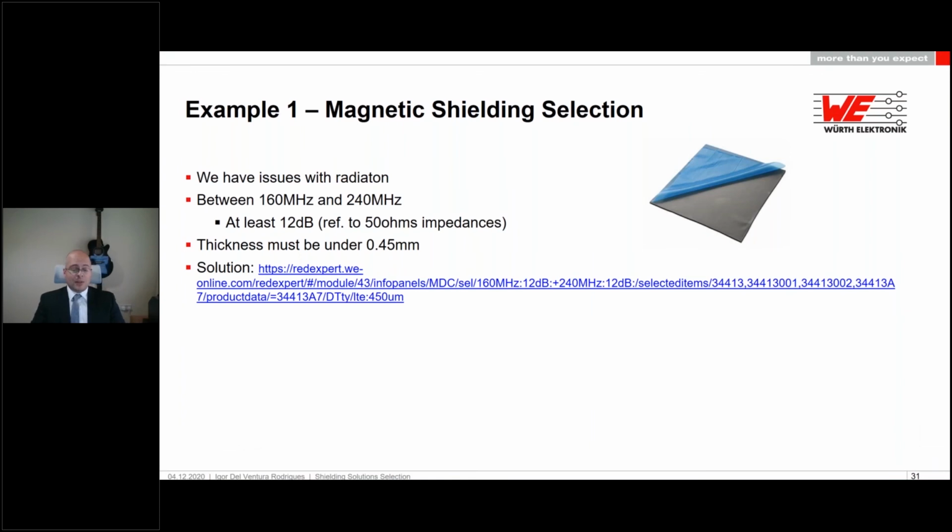We're having issues with radiation, with interference, EMI, between 160 megahertz and 240 megahertz. And we went to the EMC lab, obviously, and found that we have to attenuate at least 12 dB, in reference to 50 ohm impedance. And the thickness of our solution must be under 0.45 millimeters. So let's do this together. And by the way, when you have a copy of this presentation, you'll be able to just click on this link and access the solution that I will give you in a second.